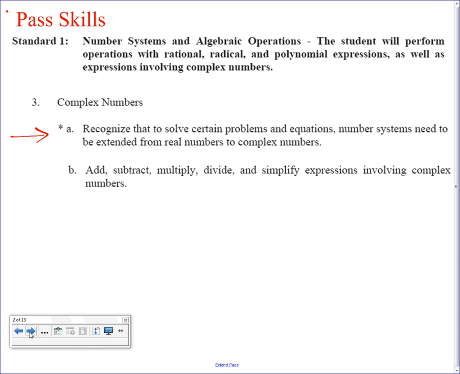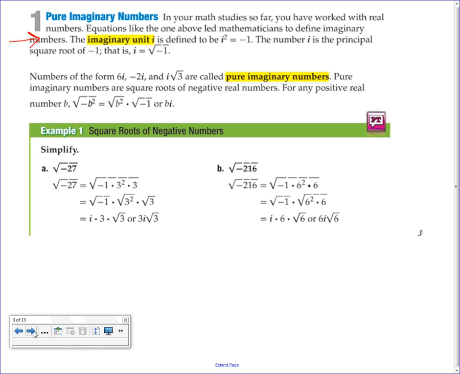Alright, how this ties in with our past skills, if we take a look at standard 1 and then standard 1, 3a. Okay, recognize that to solve certain problems and equations, number systems need to be extended from real numbers to complex numbers. Alright, I'd like to introduce you to what we call the imaginary unit i. The imaginary unit i is the square root of -1. So if we want to find the square root of a negative number, we can throw i into the mix now, and these will be pure imaginary numbers.